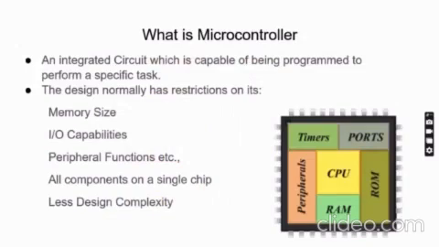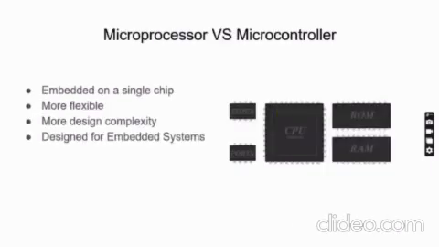After that, when we talk about what a microcontroller is, it is nothing but an integrated circuit which is capable of being programmed to perform a specific task. The main thing is that all the peripherals are embedded on a single chip. So it was the major advantage of the microcontroller over the microprocessor. Normal restrictions are also there, like memory size, input output capabilities and all of these things.